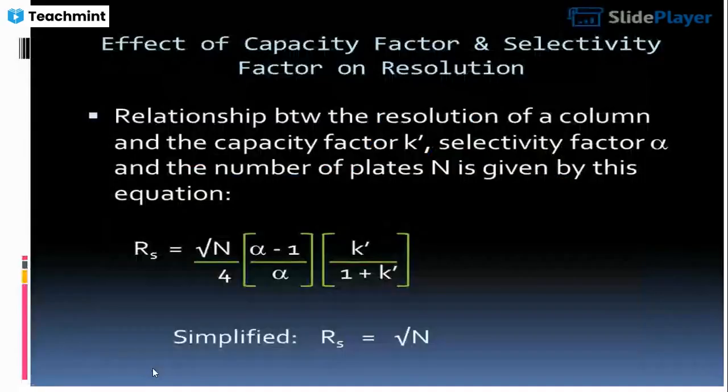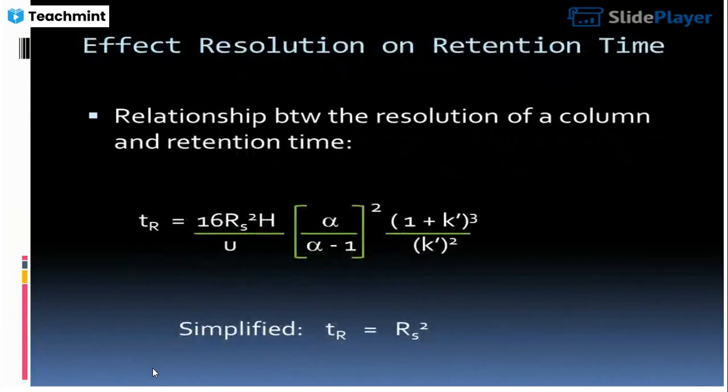Effect of capacity factor and selectivity factor on resolution. The relationship between the resolution of a column and the capacity factor k', selectivity factor alpha, and the number of plates N is given by this equation. Rs equals root N over 4 times (alpha minus 1) over alpha times k' over (1 plus k'). Simplified, Rs is proportional to root N.